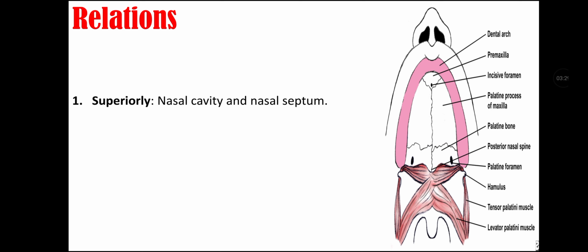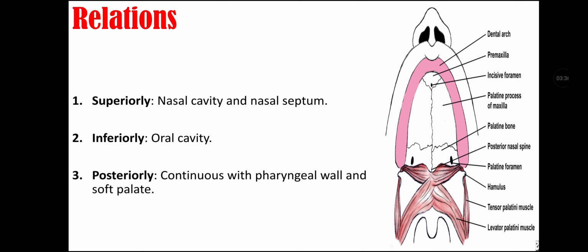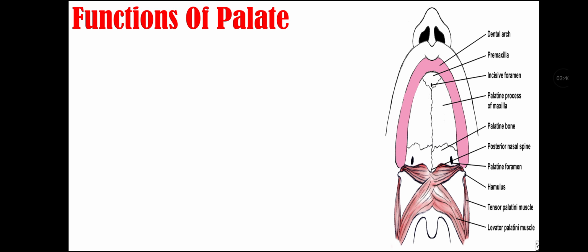Relations of palate. Superiorly to palate there is nasal cavity and nasal septum. Inferiorly to palate there is oral cavity. Posteriorly the palate is continuous with the pharyngeal wall and soft palate.